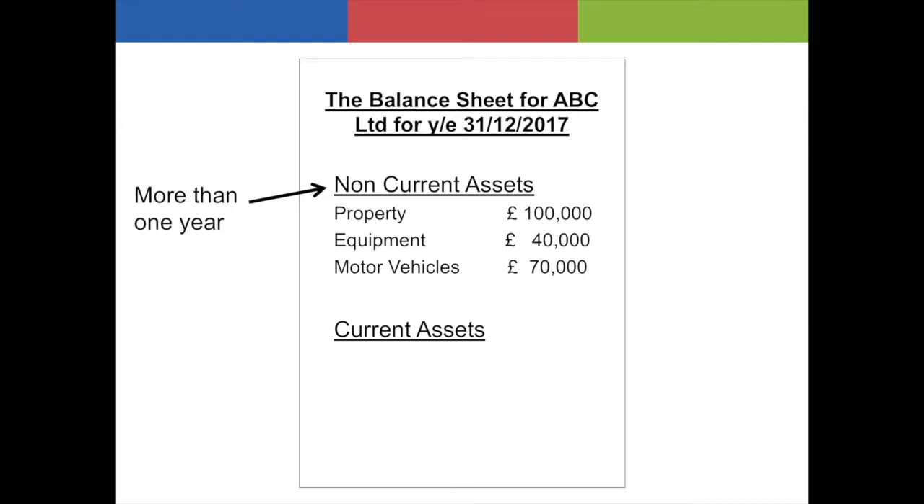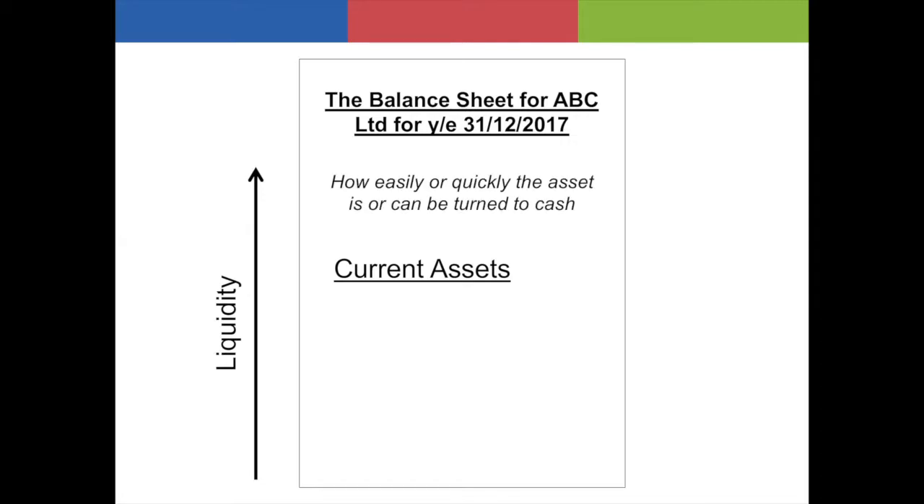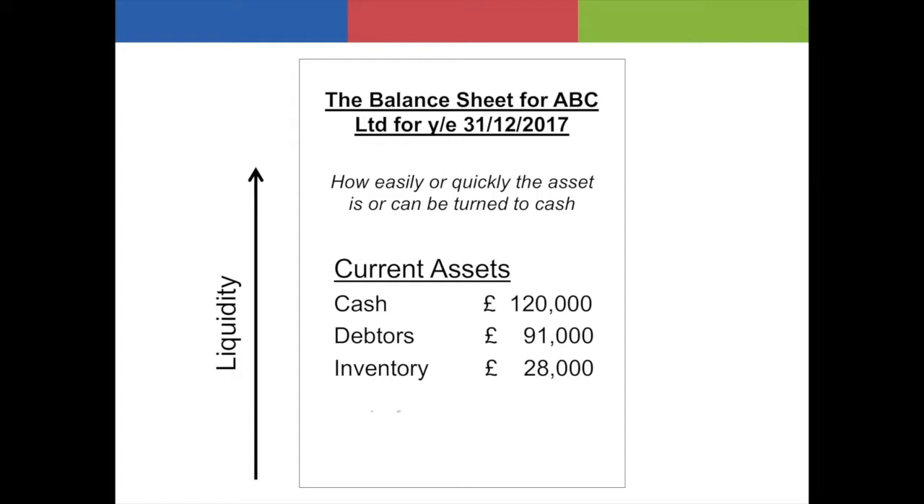And we have current assets, which will be the short-term assets which are likely to be in the business for less than 1 year. The current assets are usually listed in terms of how liquid they are. This looks at how easily or quickly the asset is or can be turned to cash. The most liquid asset is placed at the top of the current asset section, and most of the time the current assets will be listed in terms of liquidity on the balance sheet as cash, debtors, inventory, and prepayments.